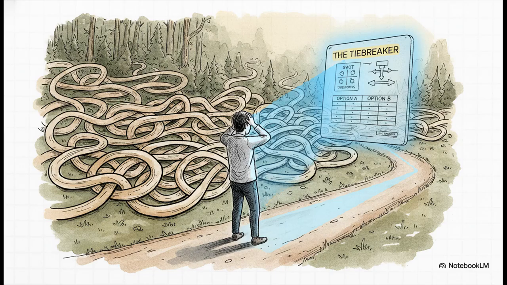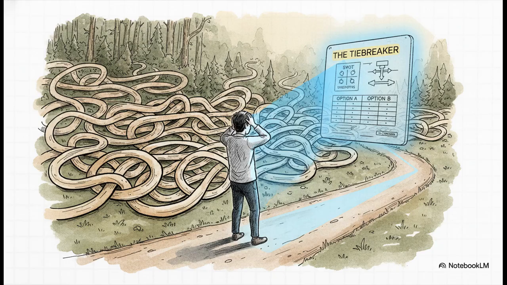All right, let's look at how this actually plays out in the real world. Our first example is an app called The Tiebreaker. We have all been totally paralyzed by a tough business decision at some point, right? Sometimes a simple pros and cons list just doesn't cut it. Maybe you really need a SWOT analysis or a direct comparison table.